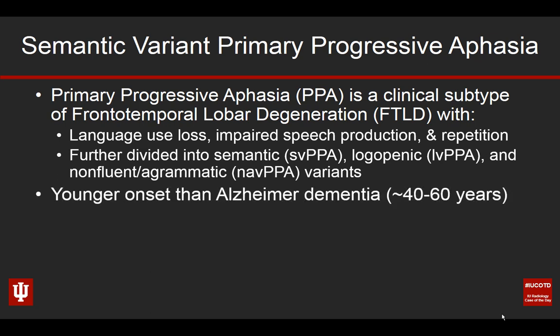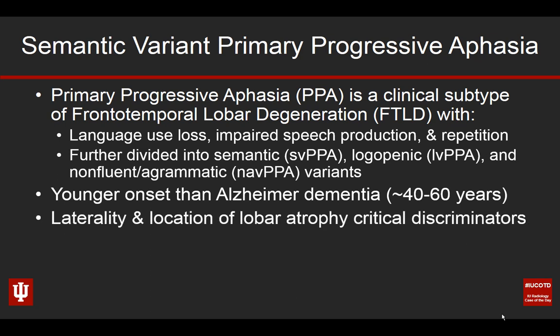So this tends to have a bit of a younger onset than Alzheimer's dementia. These patients may present in their 40s through 60s, usually a little bit on the older range in their 50s and 60s, but oftentimes it's earlier than we typically associate with Alzheimer's dementia.